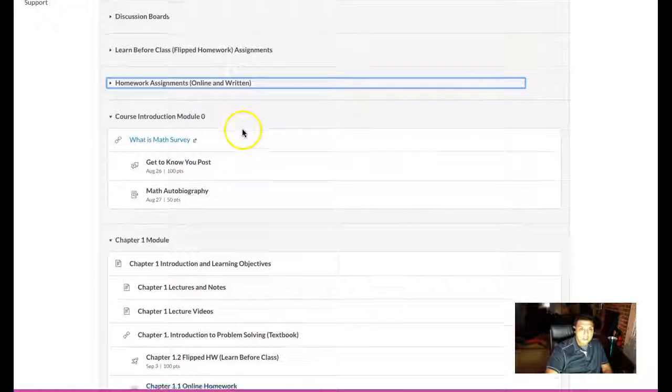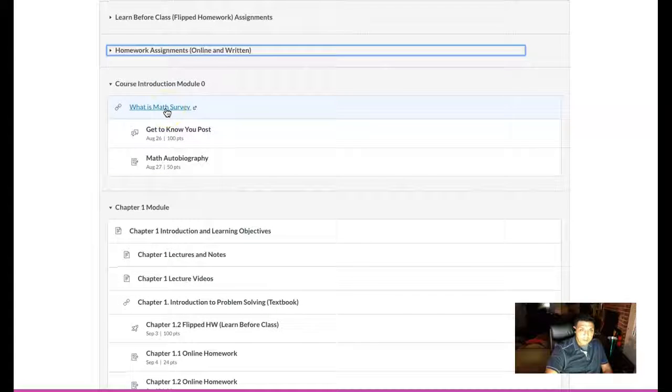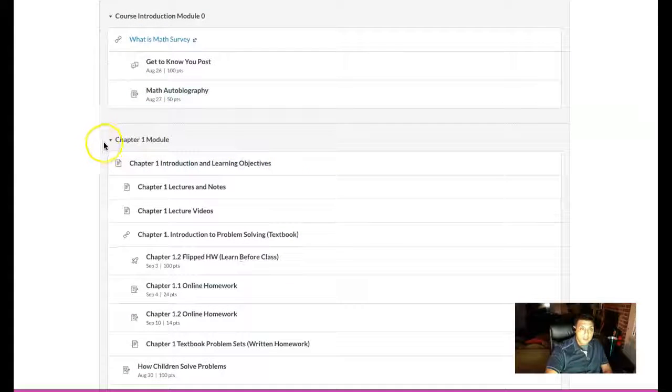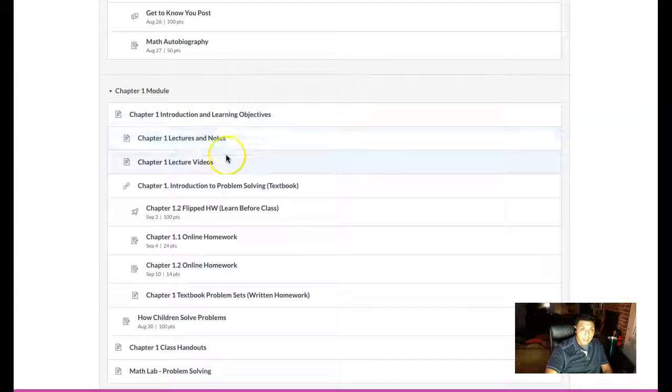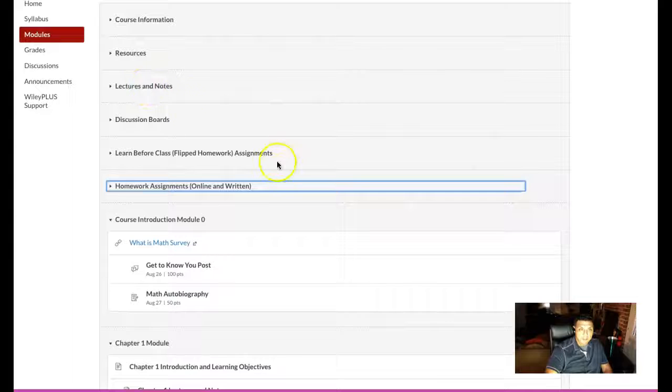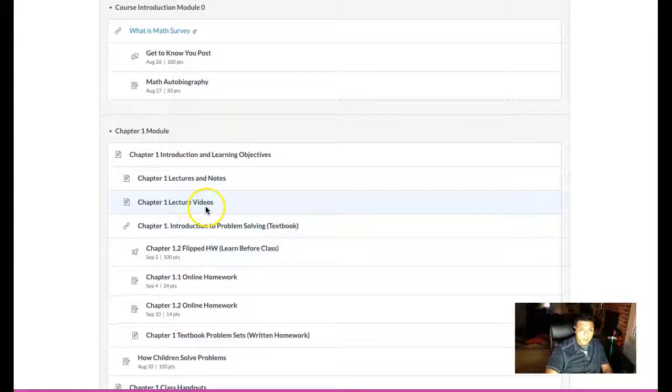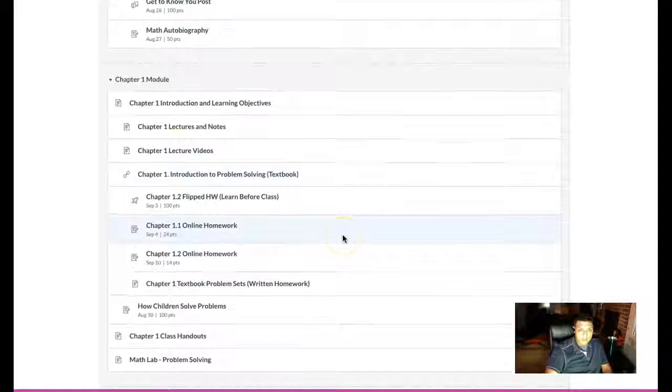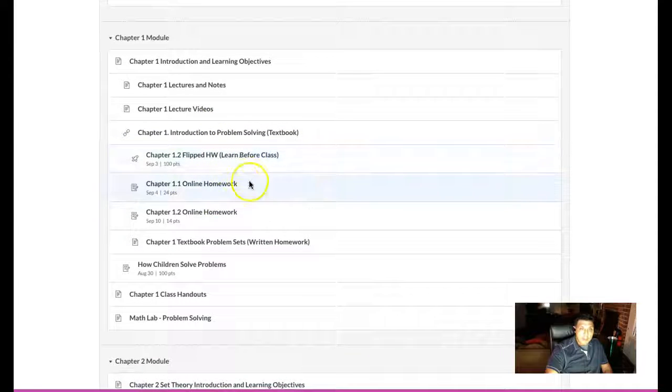In Module 0 is where you're beginning. There's your survey that will be due the first day, the Get to Know You post by the end of the first day, and then your Math Autobiography. And then you continue on with Chapter 1, and every chapter has the same format. You have your lecture notes and videos, which are the same ones from up here. They're just within the chapter. You have the lecture videos, so you'll see my playlist there from YouTube, and then you have the assignments that go along with this.